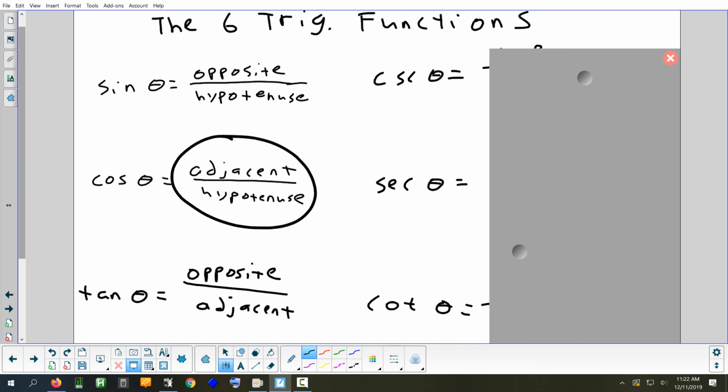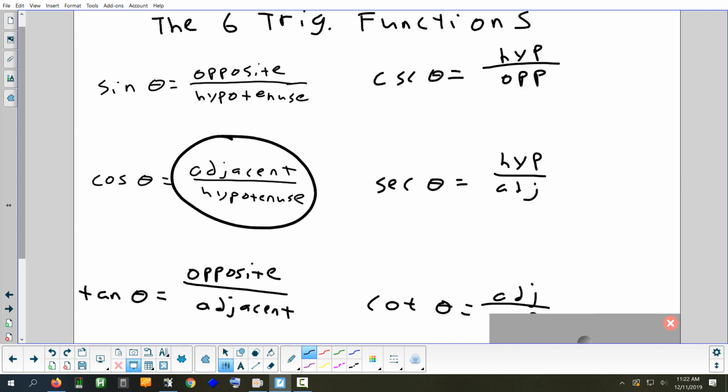Now, the other three are your cosecant, your secant, and your cotangent. And what was the connection between sine and cosecant? They are reciprocal. Yeah, flip. So what do you think the cosecant is? Hypotenuse over opposite. The secant is hypotenuse over adjacent. And the cotangent is adjacent over opposite.